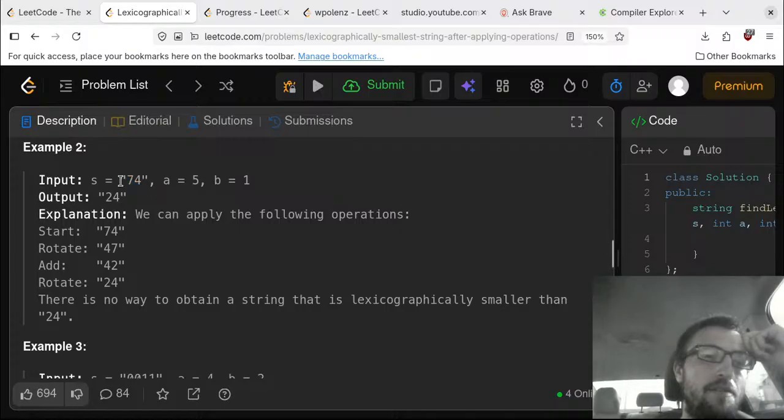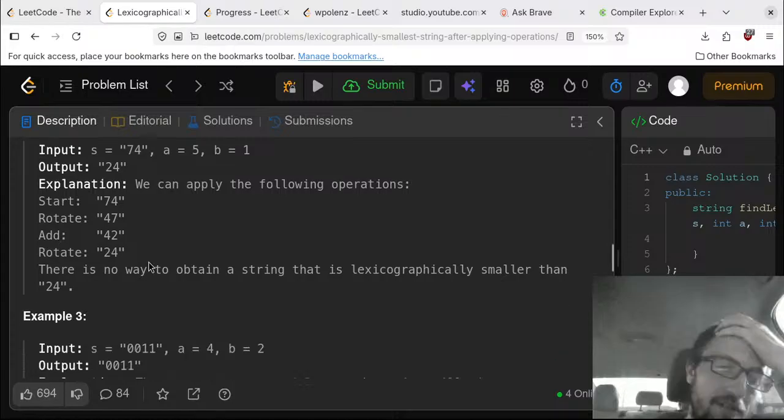And 2 is smaller than both 4 and 9 and 7. And so you're going to pick 2 and 4, put the 2 in front. So 7, 4, rotate, becomes 4 and 2, rotate again, 2, 4. Okay, interesting. How about another example?